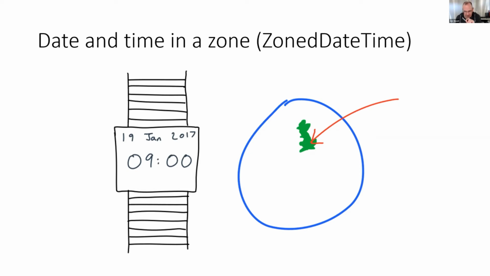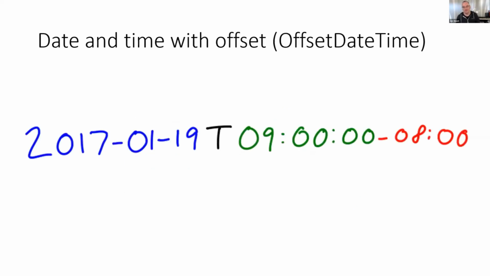Now, the next slide might look like it's the same as this. So it looks very different, but might seem to be representing the same information. It's really not. So date and time with an offset, so offset date time in both Joda-Time and Noda Time, is a local date and time with a UTC offset.